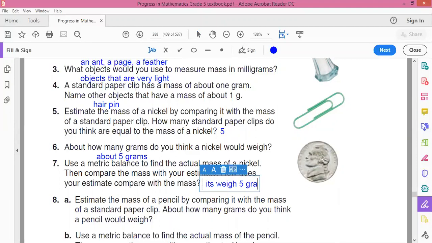Teacher, you don't put "its weight", it weighs. One with an S and the other without. It weighs, teacher, or its weight? You could write its weight. Then write weight, teacher. Remove the S and put a V. Yes. Number 8.